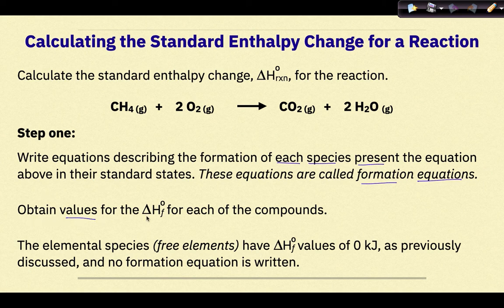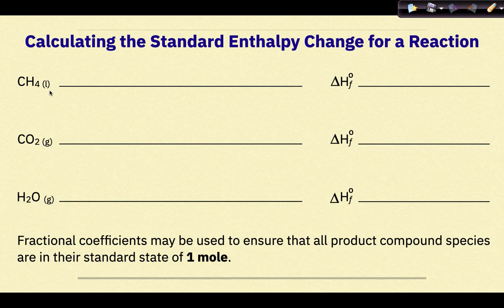Obtain values for the heat of formation for each of the compounds, and you'd find this in your AP Chemistry textbook. The elemental species, your free elements, like elements that exist by themselves or diatomics, have heat of formation values of 0 kilojoules as previously discussed, and no formation equation is written. That's super important. Let's do a couple of examples.